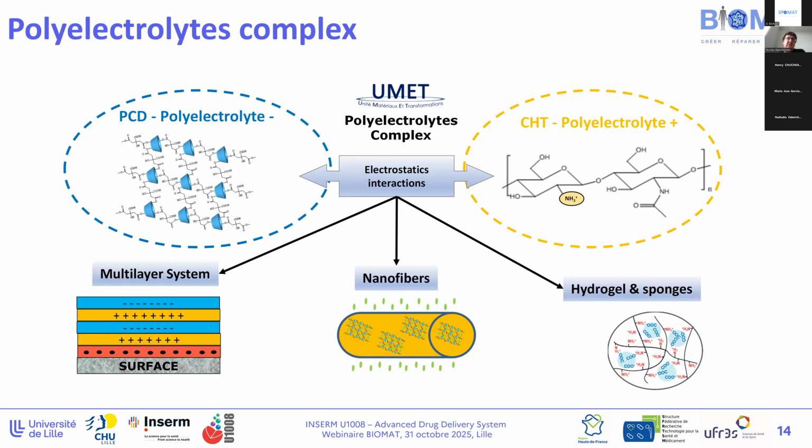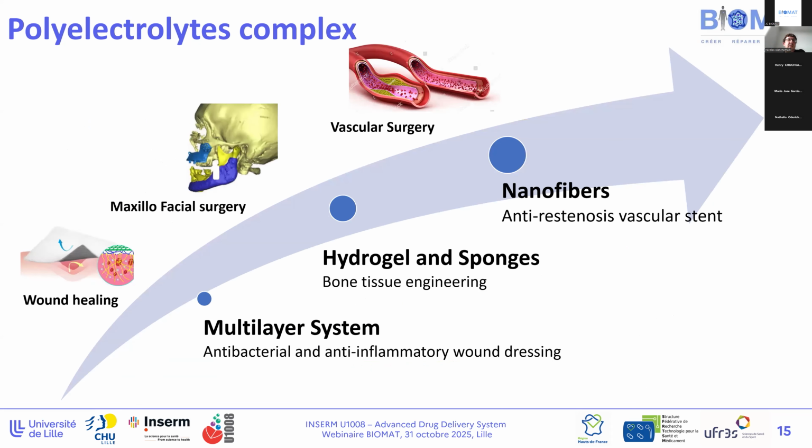As I showed you at the beginning of the presentation, the polymer of cyclodextrin can be obtained as a powder. We use the powder, and the powder is a polyelectrolyte. It's negatively charged, and with BIOMAT we evaluate the possibility to mix it with a positive polyelectrolyte such as chitosan. So we can create multilayer systems, nanofibers, and hydrogels, and I will show you some parts of this concept.